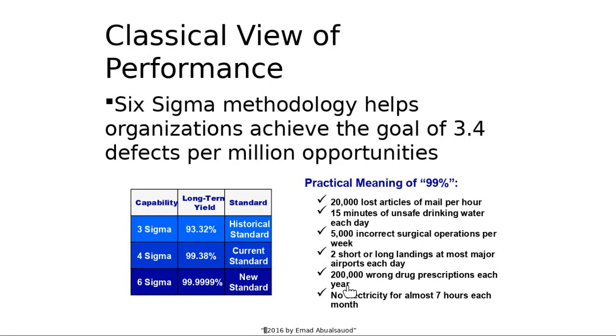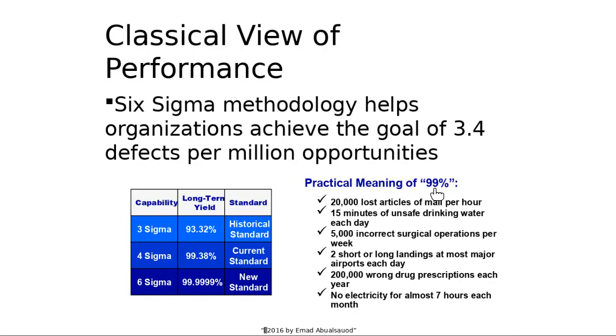200,000 each year. How many people could be harmed by this number? No electricity for almost 7 hours each month. We sometimes have a shortage in electricity in general, but this comes maybe yearly, and it never lasts more than a couple of minutes. So imagine every month you have 7 hours of no electricity. This is a 99% performance level.